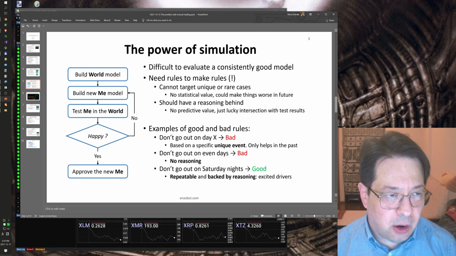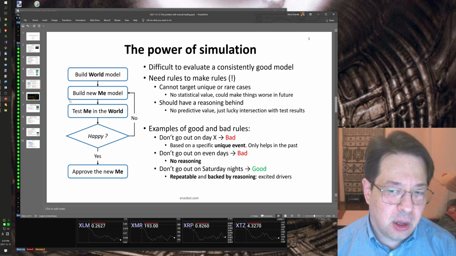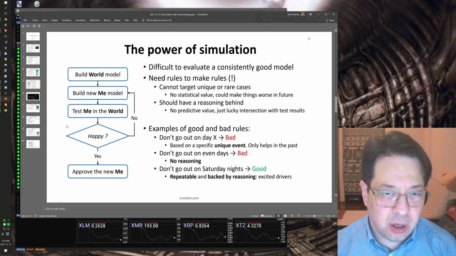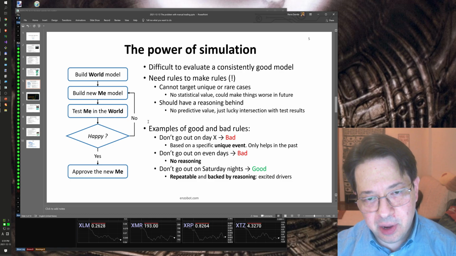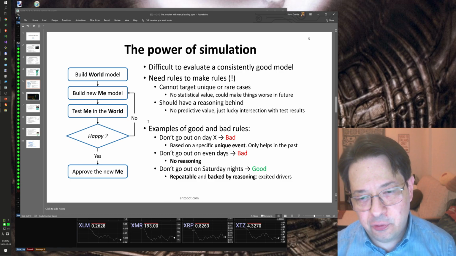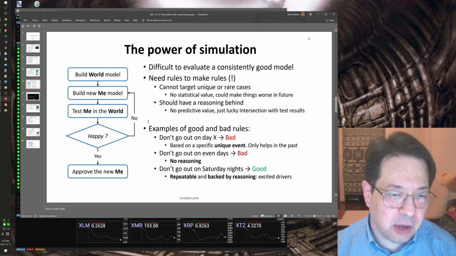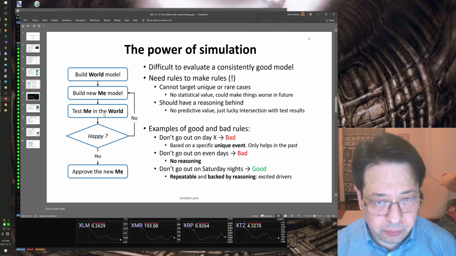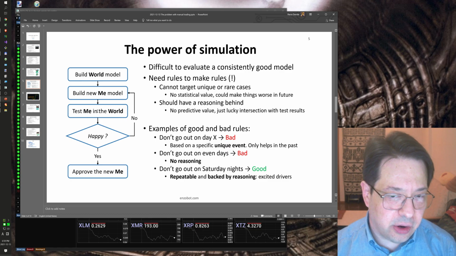So let's say that I want to make a simulation. Let's say that I have a problem where I tend to risk my life of being hit by a car, oftentimes when I go out, or sometimes when I go out. So what I want to do is first, this is of course very abstract.